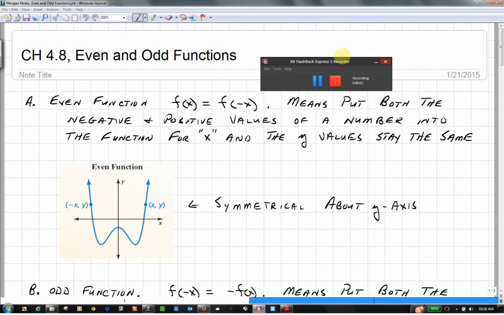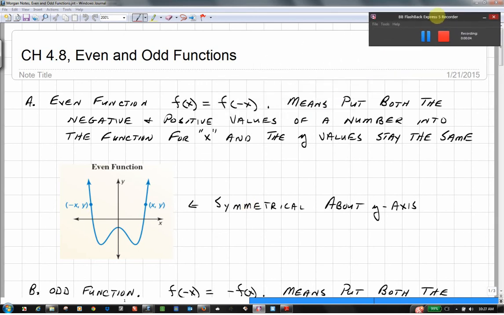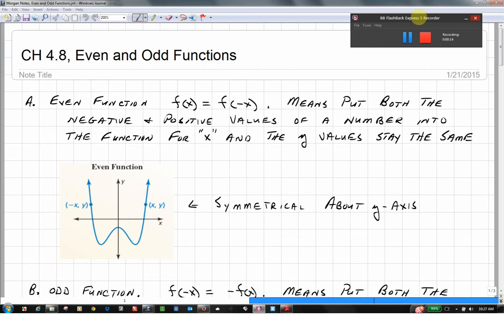Okay, the first part of today's lesson out of 4.8 is entitled even and odd functions. So let's get some definitions of what an even and odd function are. The definition that's in the textbook is a little bit complicated.